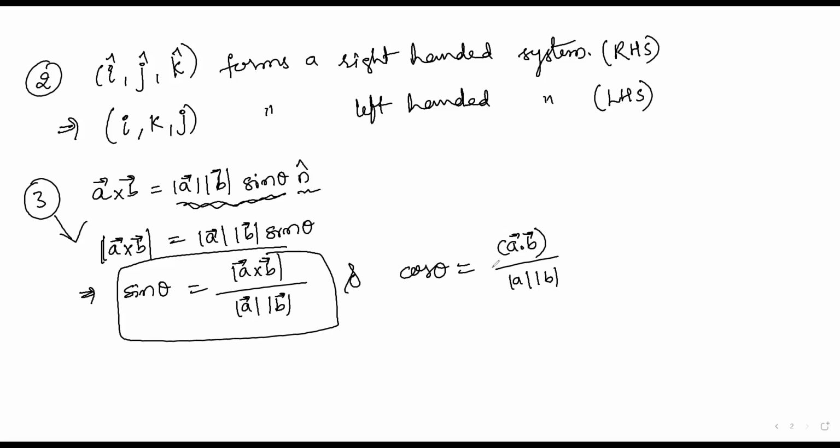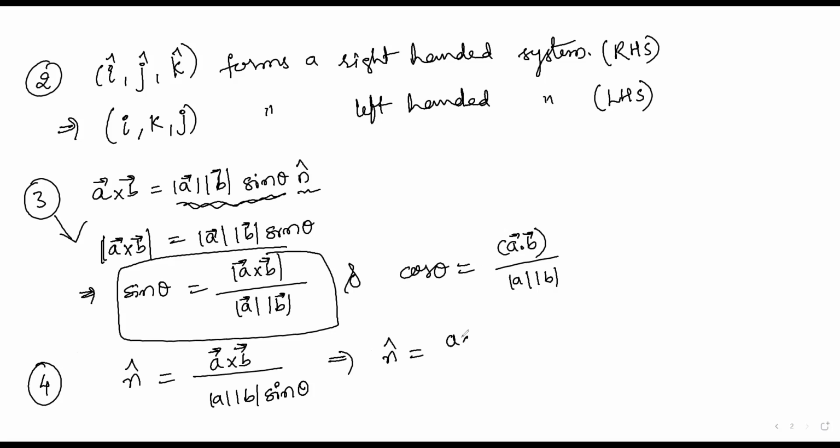All right, so now one more point. What is n cap? N cap is A cross B by mod A mod B sin theta. Any doubt in this? N cap equals A cross B by mod of A cross B, you can write. Yes or no?